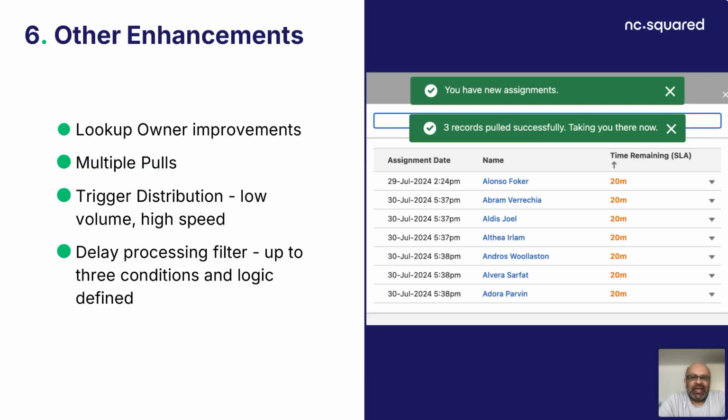And you can now add a delay processing filter to postpone the distribution classifier if you wish to delay assigning an object. So for instance, you might want to wait until your data enrichment and validation tools have updated the record before classifying it. Additionally, you can select up to 3 filter criteria that each record of that type must meet to be classified.